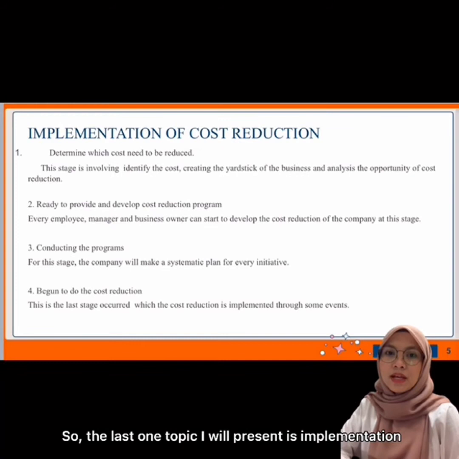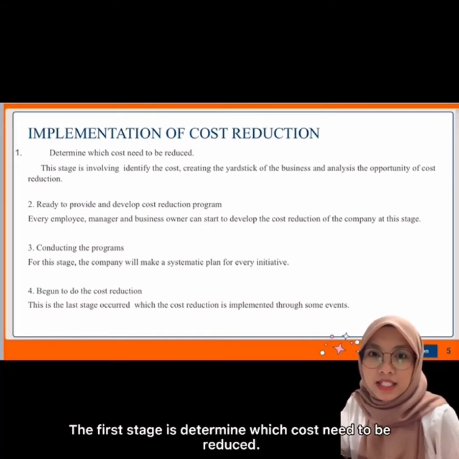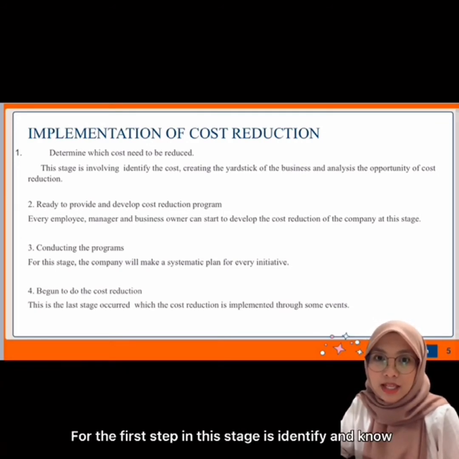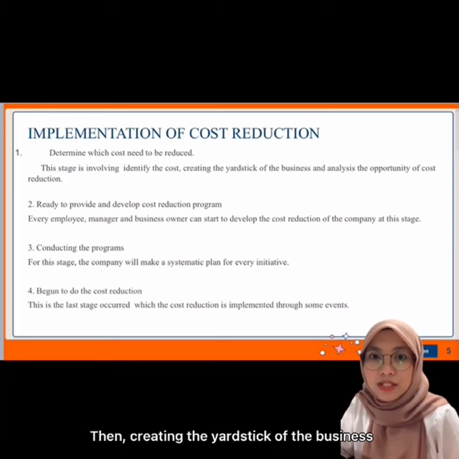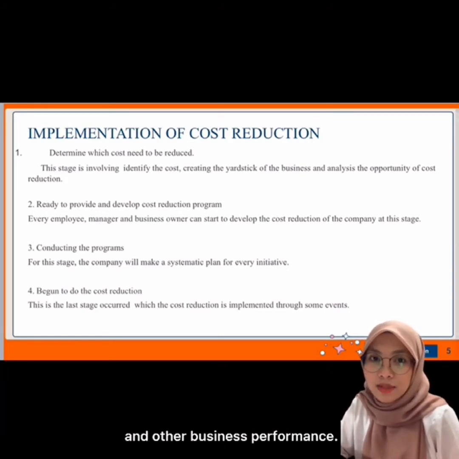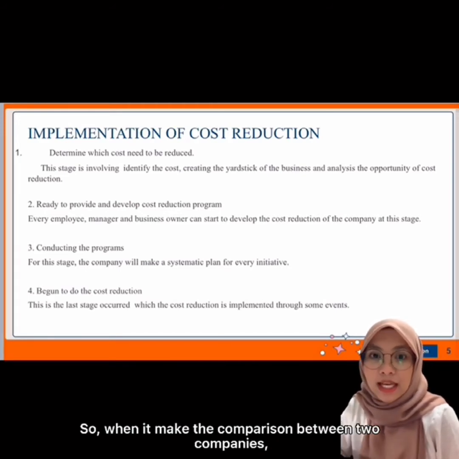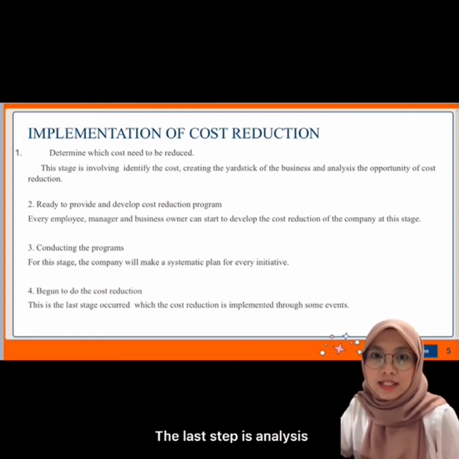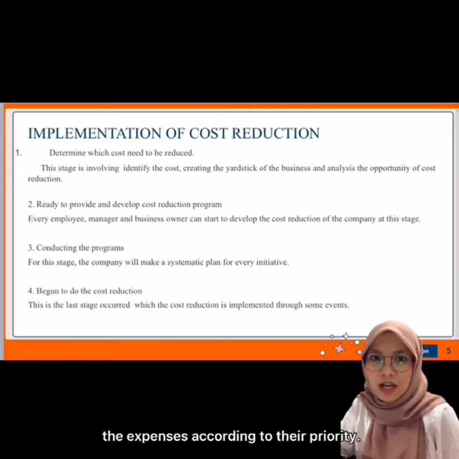So the last topic I will present is the implementation of cost reduction. The first stage is determining which costs need to be reduced. The first step in this stage is to identify and know all the costs that are incurred in different activities of the business. Then, creating the yardstick of the business is to compare our business and other businesses' performance. So, when we make the comparison between two companies, it can improve the business performance.